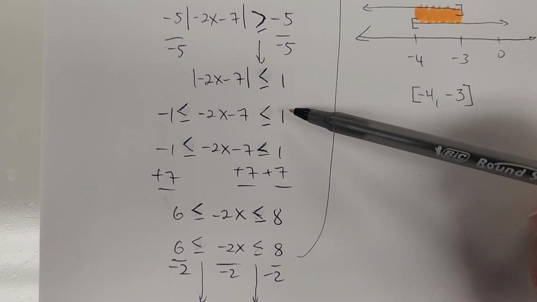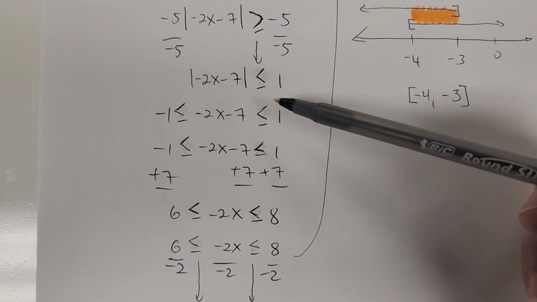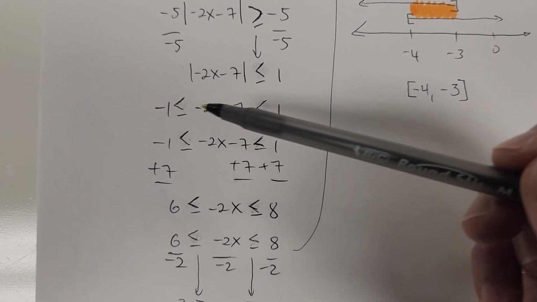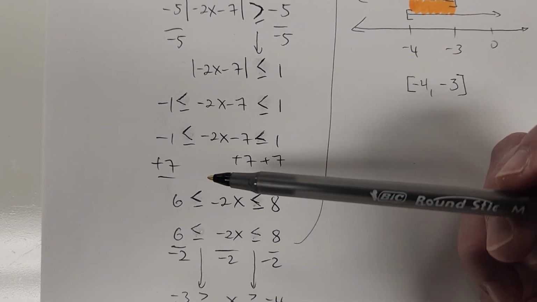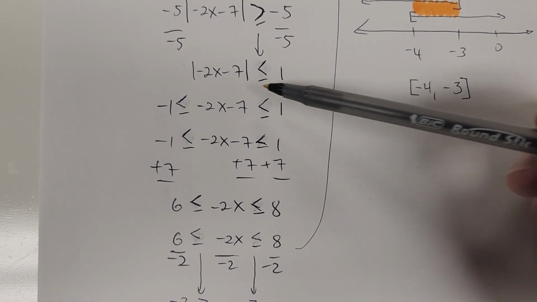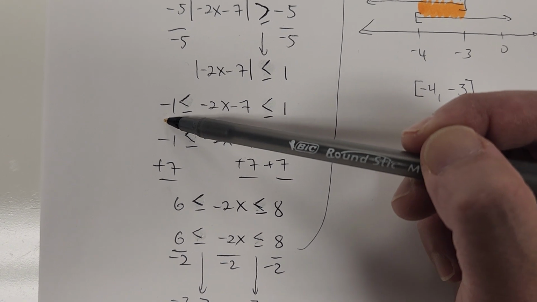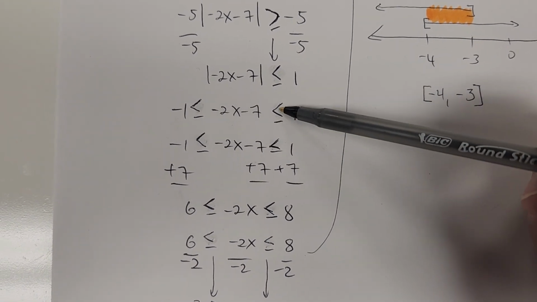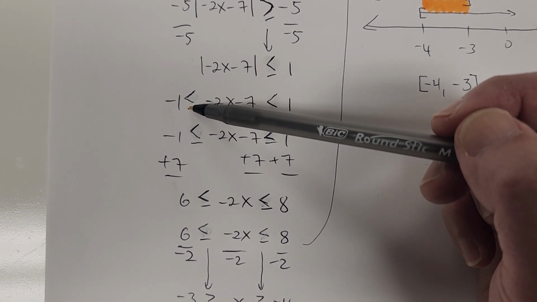However, absolute value has a right side and a left side. So right side +1, left side -1. Make sure the arrows are in the same direction. One more time, absolute value has a right side and a left side. Right is positive, left is negative. Make sure the arrows right here where I am circling are in the same direction.